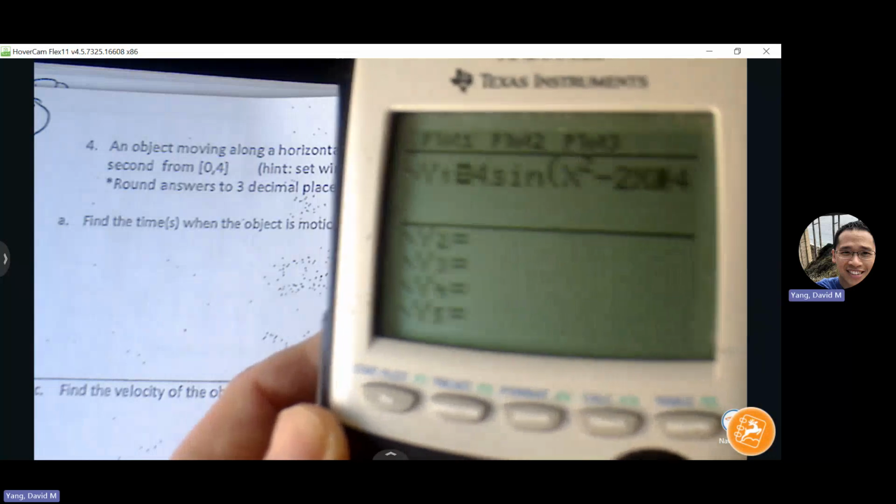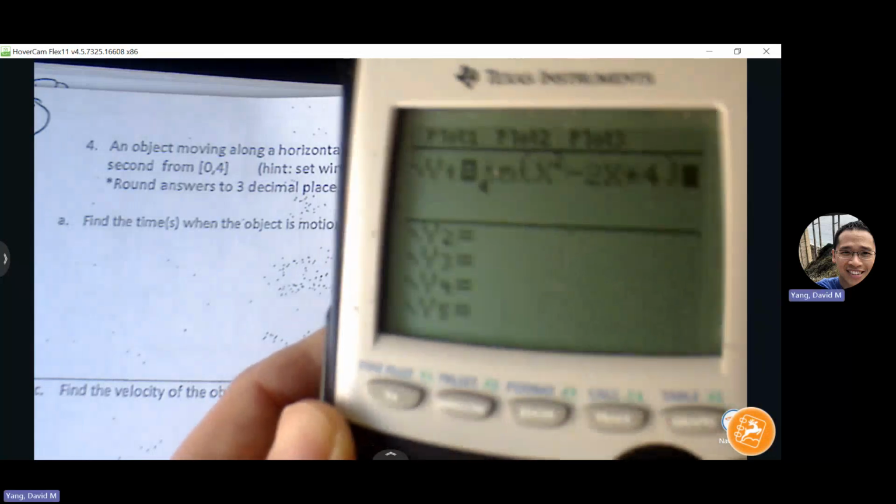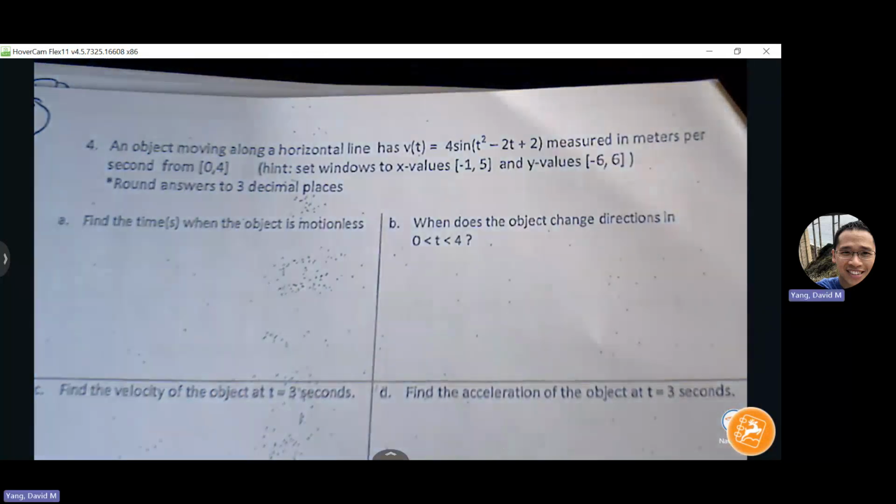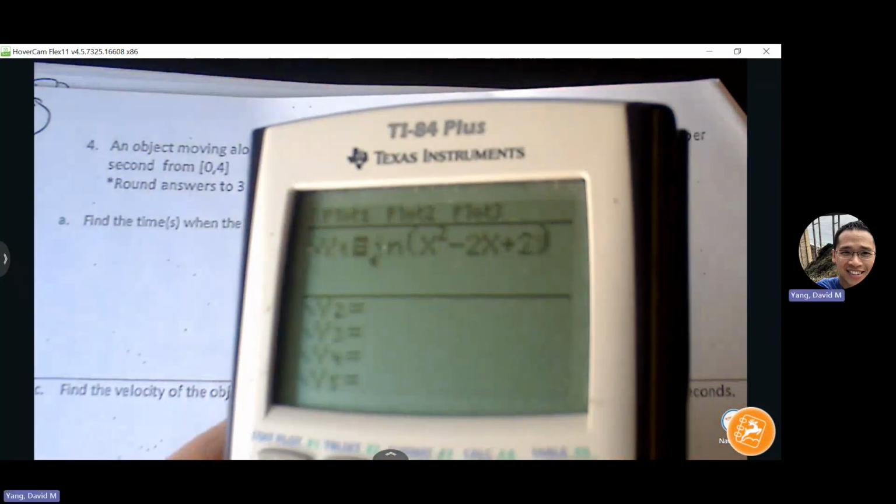Use X in place of t in the calculator. Right. Never use any variable except X in your calculator. Oh, sorry, plus 2. Okay.